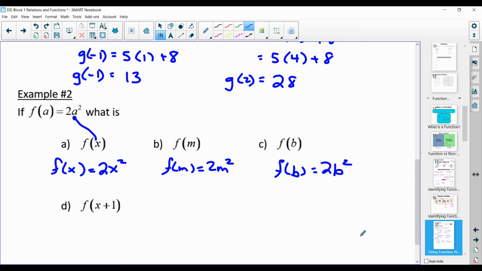And then the last one, it says f of x plus 1. Well, f of x plus 1 would be 2 times x plus 1 squared, which you could multiply out if you chose to, but we could just leave it like this as well. 2 bracket x plus 1 squared.